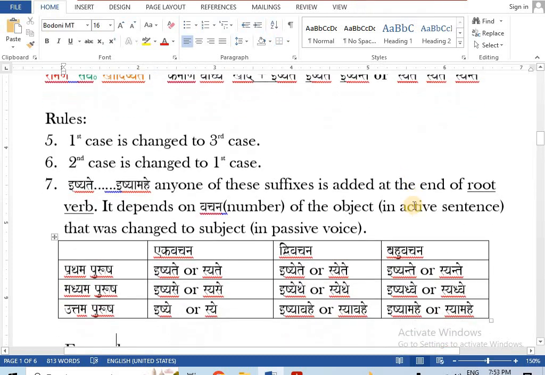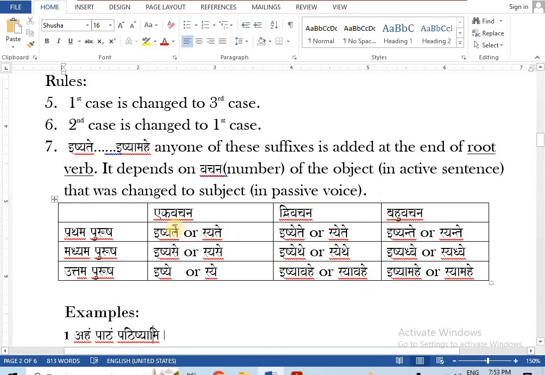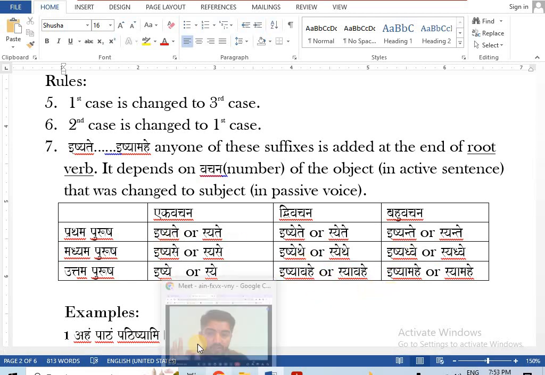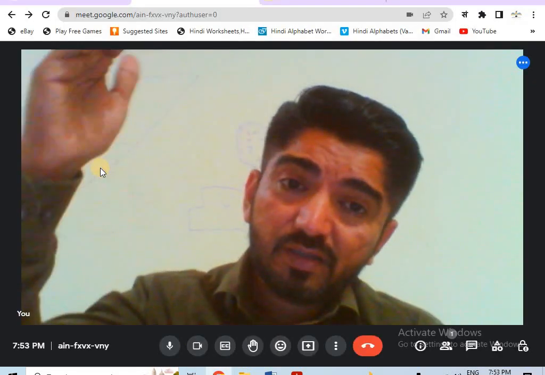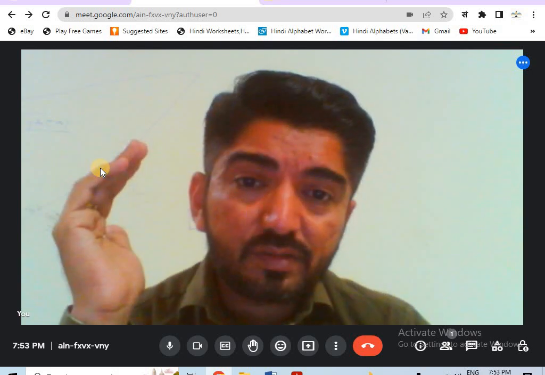Almost similar to this. Now check this. Ishyate, ishyete, ishyante, ishyase, ishyethe, ishyadhve, ishye, ishyavahe, ishyamahe. Remember, these are not new, not different ones. It's the same as the present tense active passive suffixes.